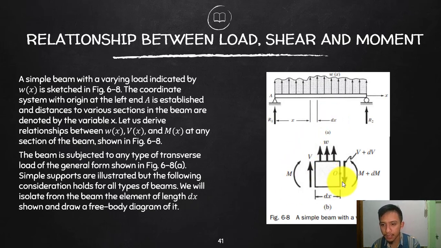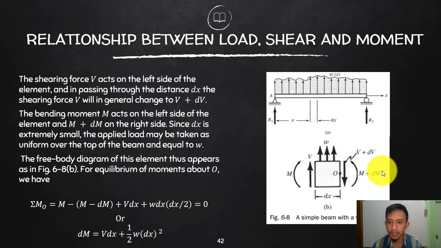Let's just move a little bit. There will be additional shear on top of the original shear at section x, and additional moment on top of the original moment, both very small due to that small movement. So the new shear will be V plus dV, where dV is the small additional shear, and the moment will be M plus dM. We will use this to establish the relationship between the load, the shear, and the moment. Focus on this figure.